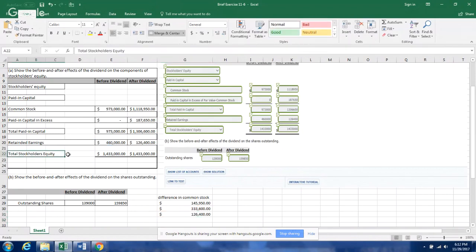And then we do our total stockholders' equity. Again, you are adding up your total paid-in capital and your retained earnings. And that's where you're getting the $1,433,000.